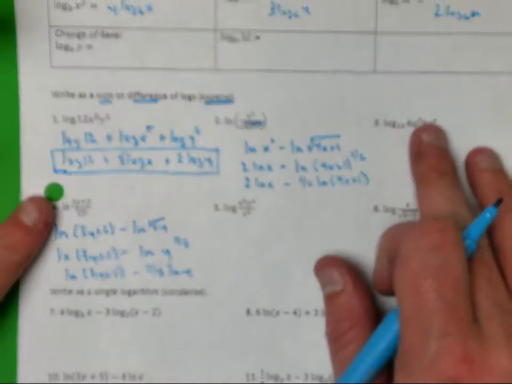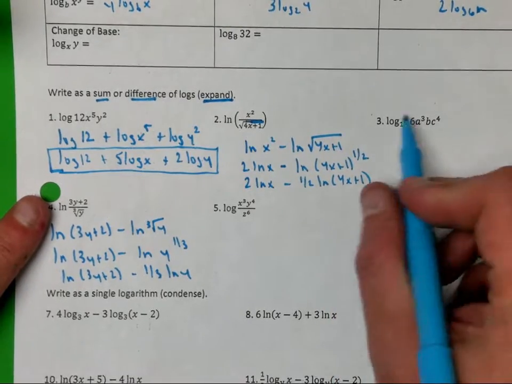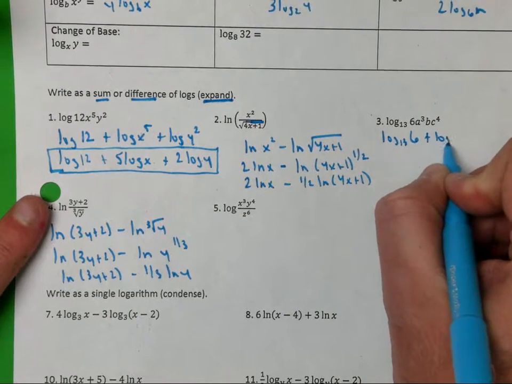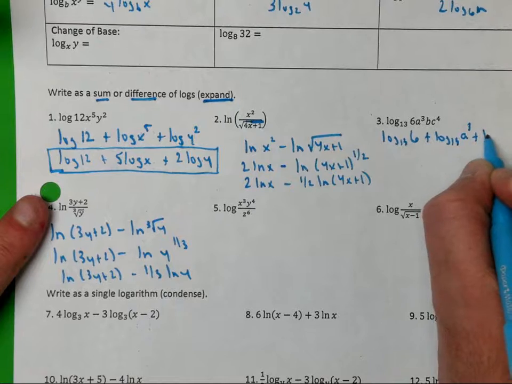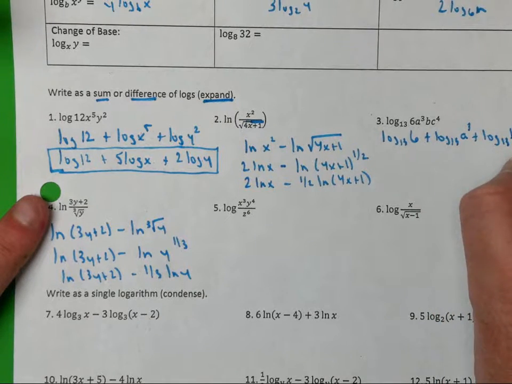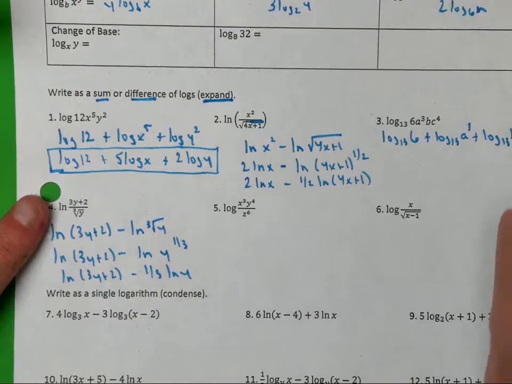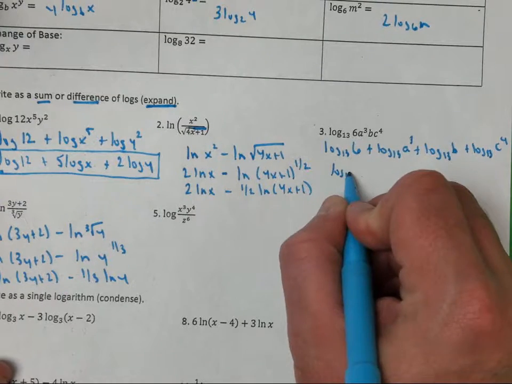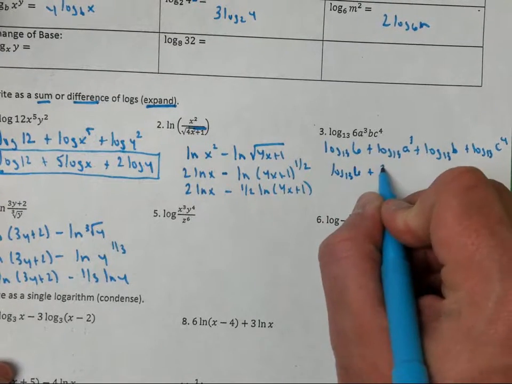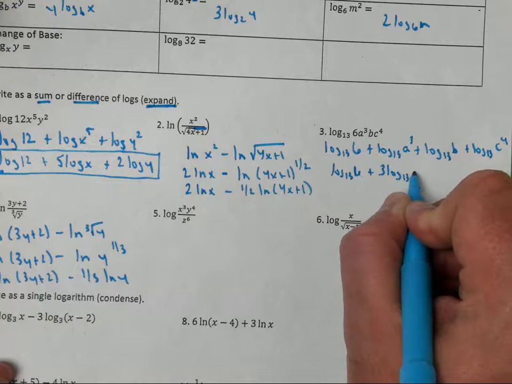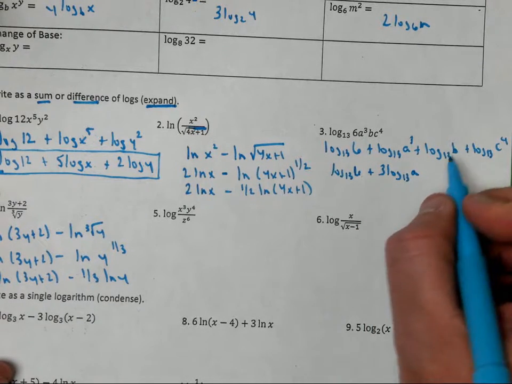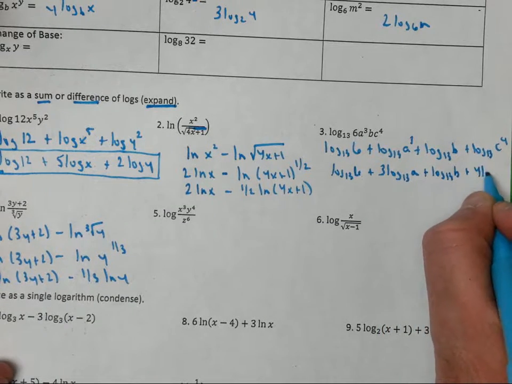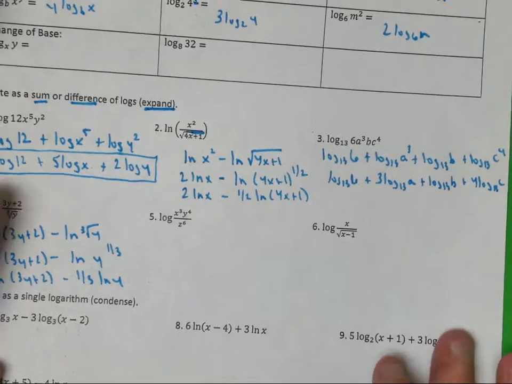Okay, let's go back to number 3. This is product rule. There's no plus, I need to break everything up somewhere. Log base 13 of 6 plus log base 13 of a cubed plus log base 13 of b plus log base 13 of c to the 4th. Now I clean up and bring all these exponents down. So I got log base 13 of 6 plus, bring that down, 3 log base 13 of a plus log base 13 of b, bring the 4 down in front, 4 log base 13 of c.